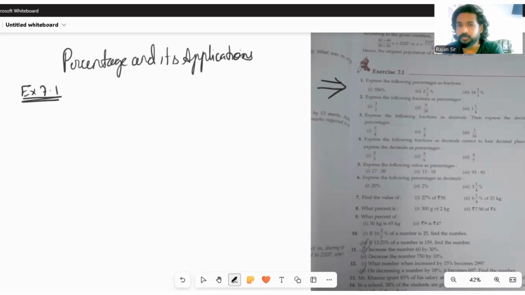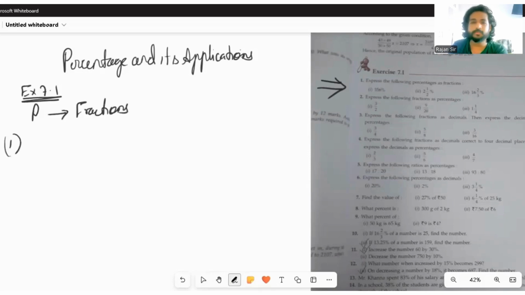So let's go for the first question: express the following percentages as fractions. So we have percentages into fractions. I will be solving the first and the third sum of each question. 356%. So that can be written as 356. Now percent means divide by 100. So you can do this one.